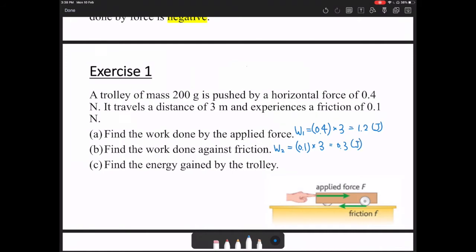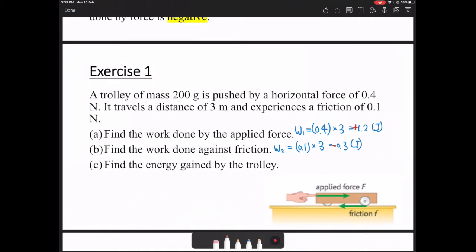Part C. Find the energy gained by the trolley. Let's think. In part A, the work done by the applied force is 1.2 joule, right? And we know the direction of the applied force and the direction of displacement are the same. That means the answer should be positive. That means I transfer 1.2 joule of energy to the trolley. But in part B, the work done against friction, the direction of friction and that of displacement are opposite. That means the answer is negative.